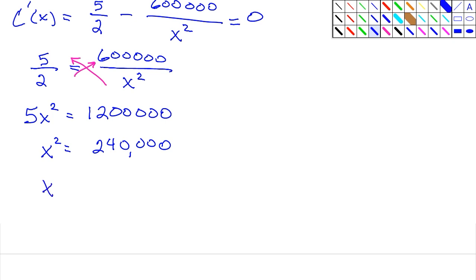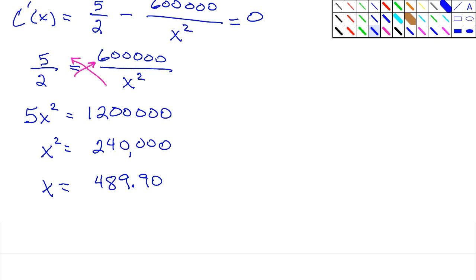And take the square root. So x is equal to 489.90 boxes of napkins. All right. And you could argue that we should probably round, but we'll just leave it for now.